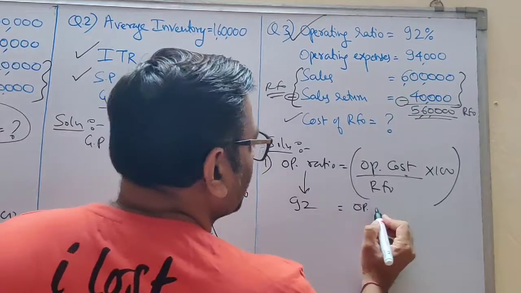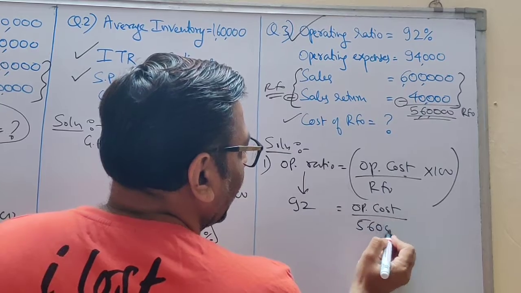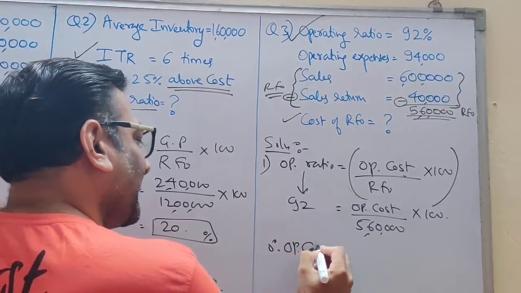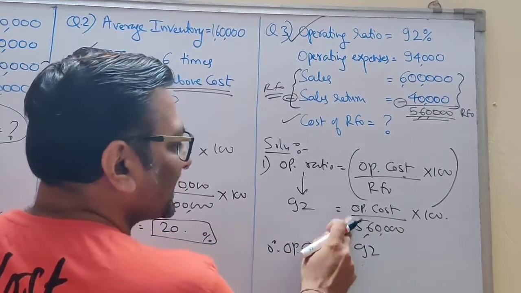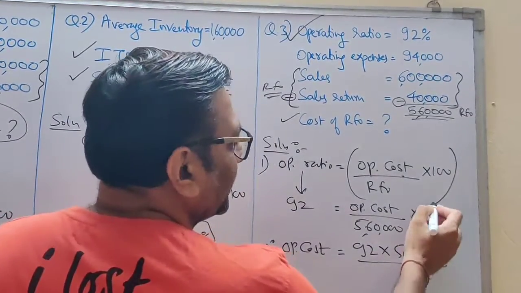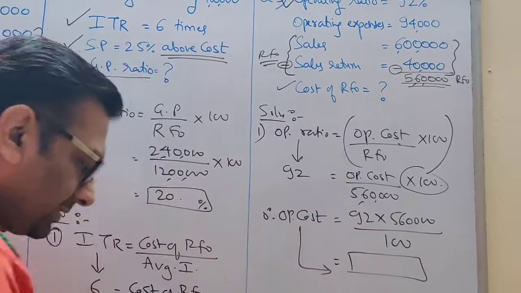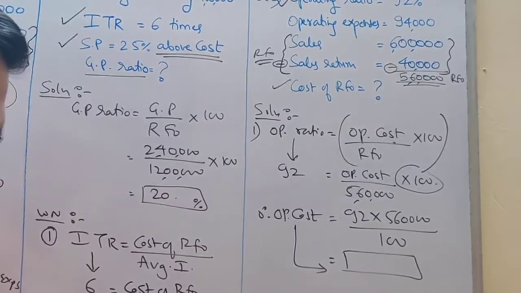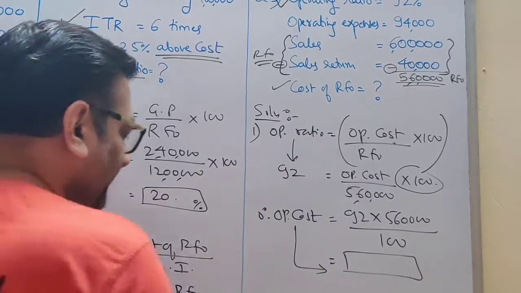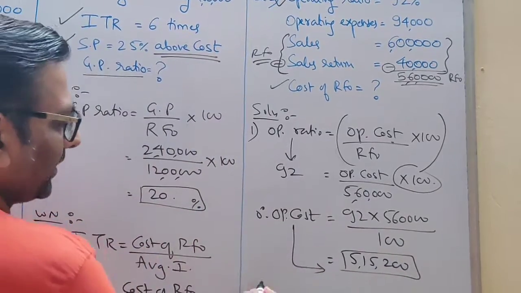Operating cost we don't know, students. Write it as it is, operating cost. RFO we just now found, 5,60,000, into 100. Therefore, operating cost will be equal to 5,60,000. What is in division on one side becomes multiply on the other side, and multiply 100 on the other side will become divide 100. This will give you operating cost. 5,60,000 into 92 divided by 100 is 5,15,200. So this is your operating cost.